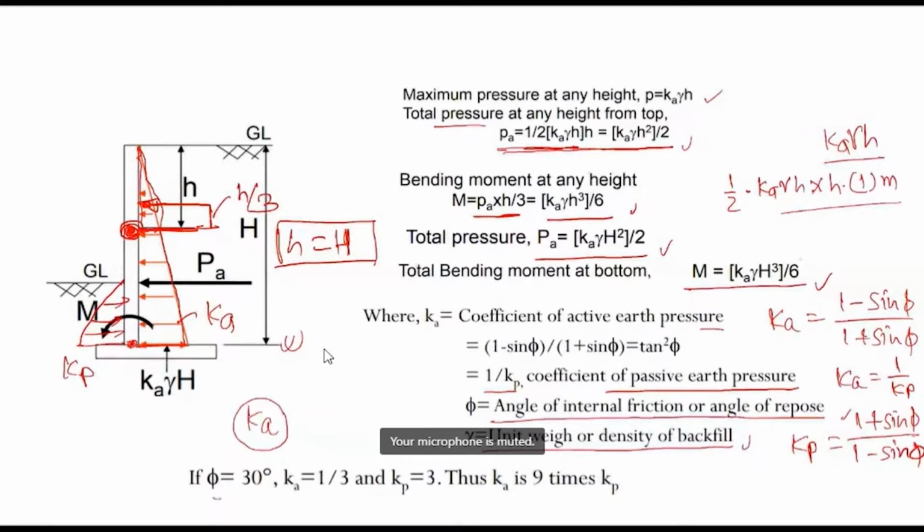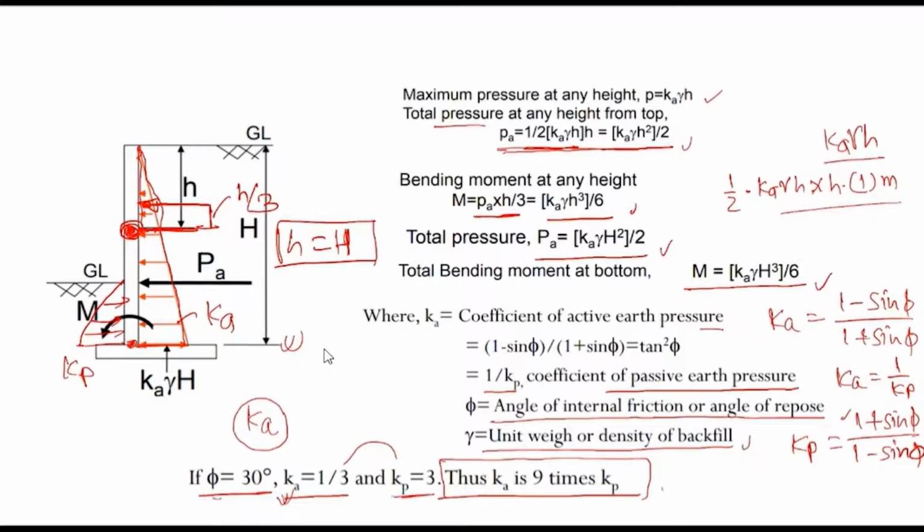If we assume phi equal to 30 degrees, which generally occurs in the case of sand, then Ka will become 1 over 3. 1 minus sin 30 over 1 plus sin 30. So 1 minus half, 1 plus half. So it will become Ka equal to 1 over 3 and Kp becomes 3. So you see from here that the coefficient of passive earth pressure is 9 times the coefficient of active earth pressure. So the coefficient of passive earth pressure is much more than the coefficient of active earth pressure.